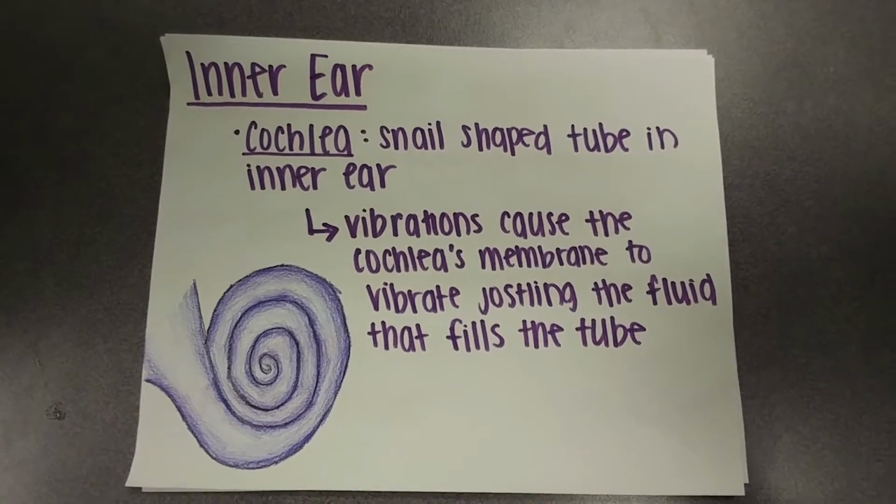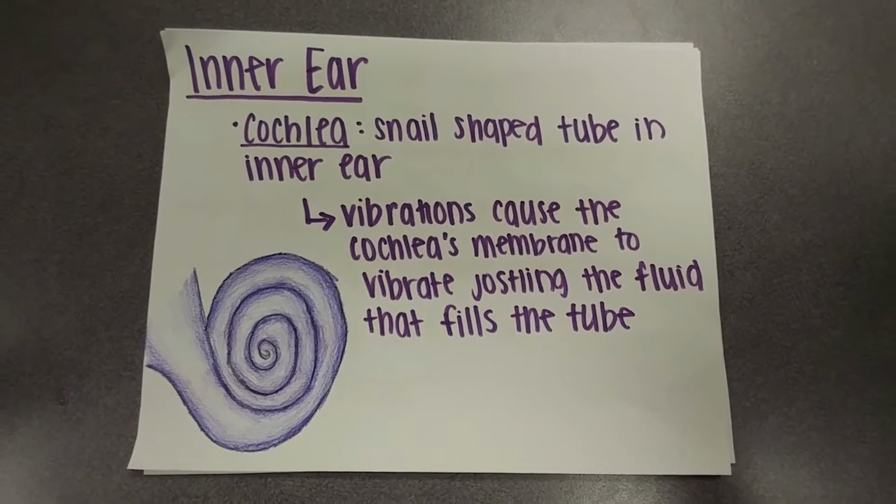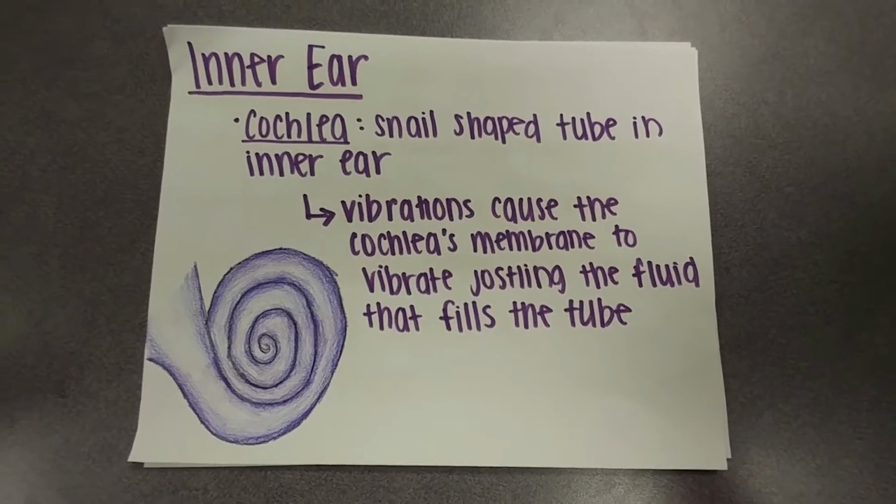The inner ear is made of the cochlea, which is a snail-shaped tube. Vibrations cause the cochlea's membrane to vibrate, jostling the fluid that fills the tube.